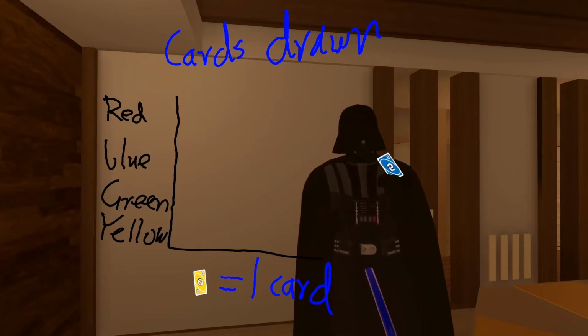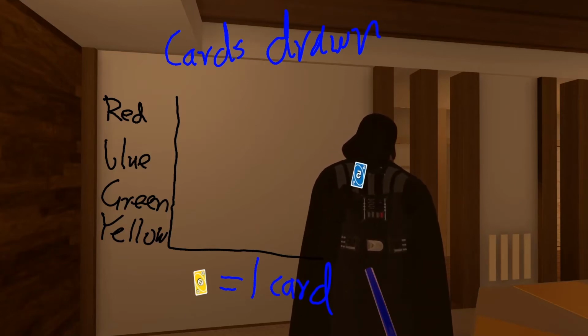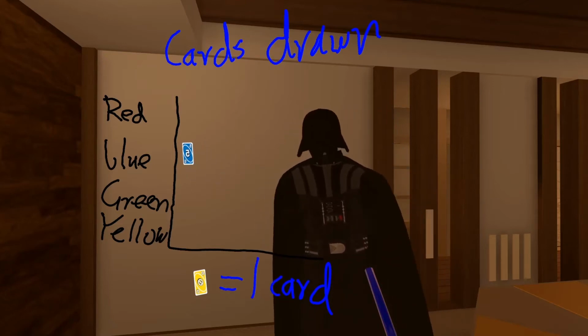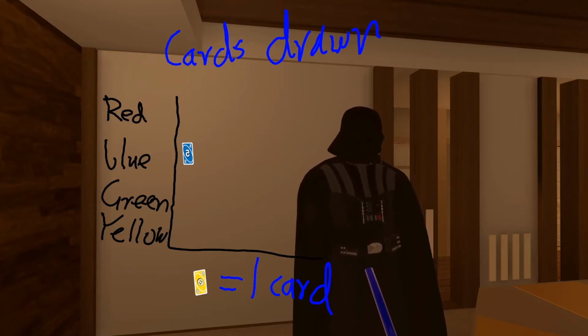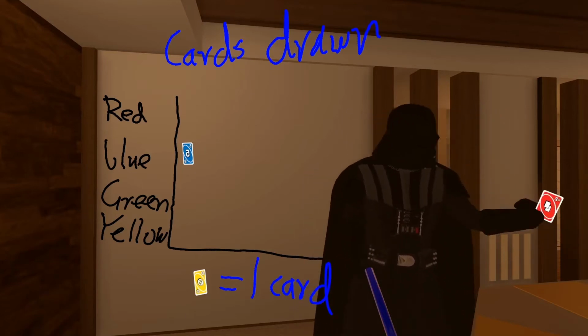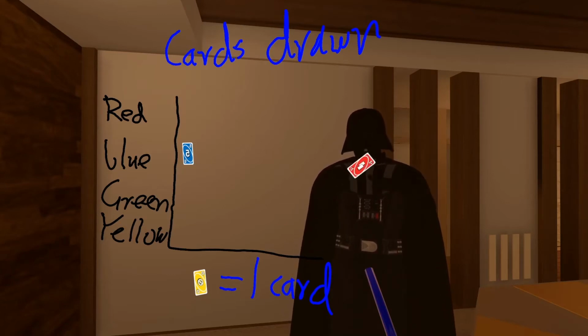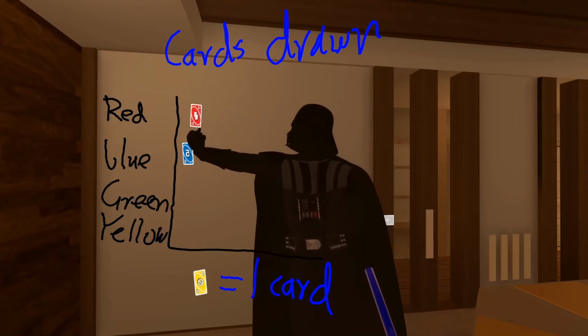So, our first card is a blue card. So we're going to put it in the blue section because we have one blue card. Our next card is a red card. So that card is going to go in the red section.